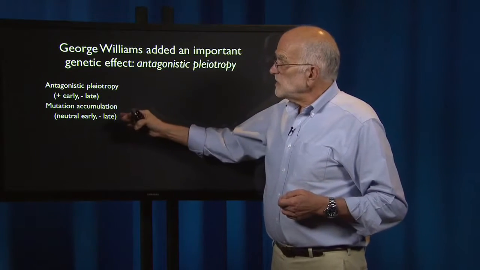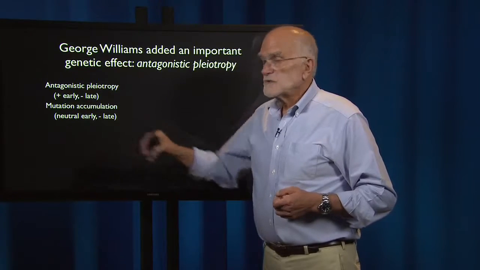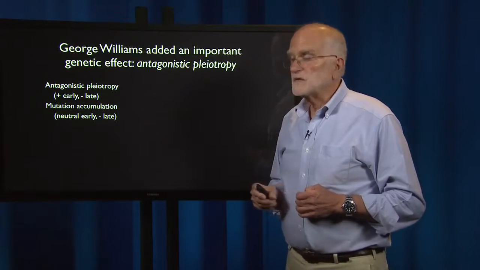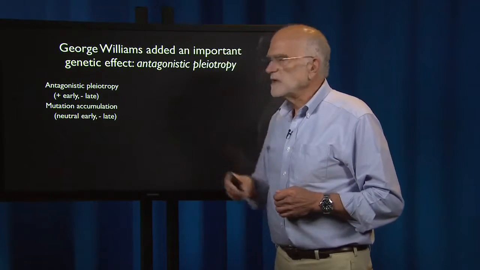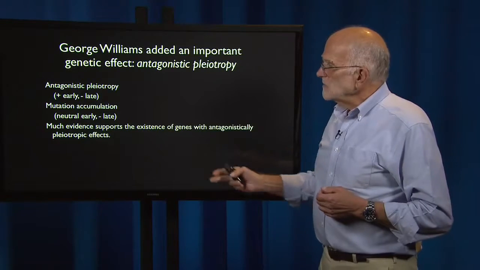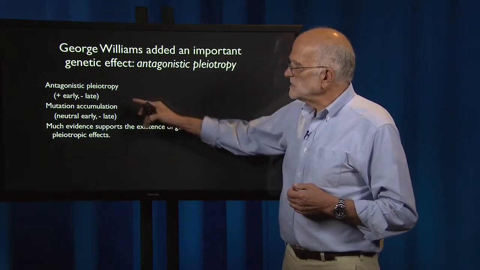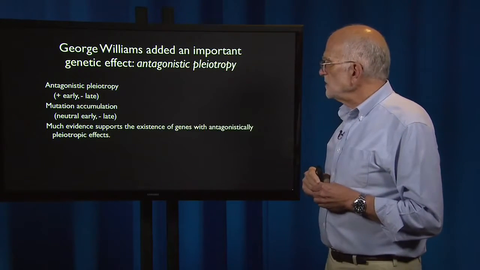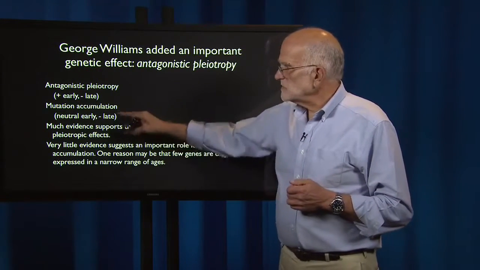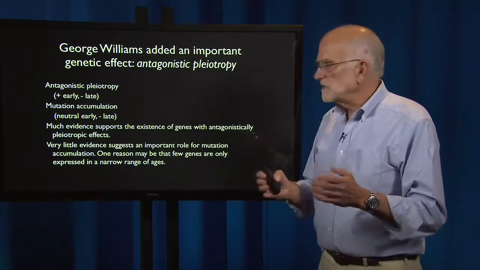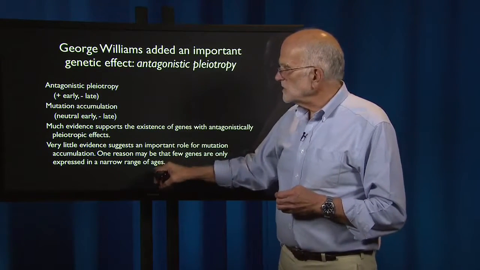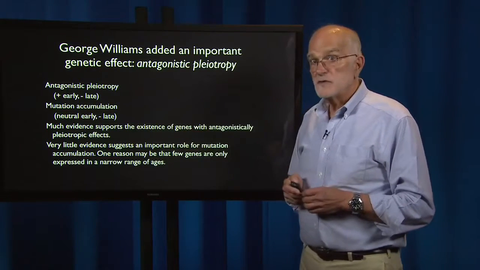Another idea is mutation accumulation. That would mean that the gene was neutral early in life, but it was having a negative effect late in life. So it's not really being expressed early in life, and when it is expressed late in life, its effect is negative. There is a lot of evidence that supports the existence of antagonistic pleiotropy, and there's very little evidence suggesting the importance of mutation accumulation, although there is some. One reason for this may be that there are very few genes that are only expressed in a narrow range of ages.